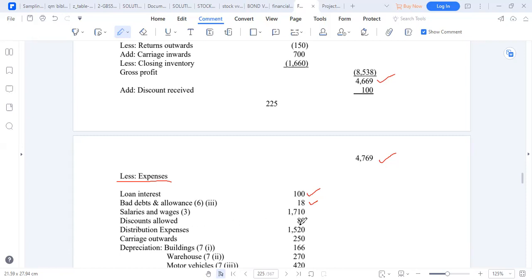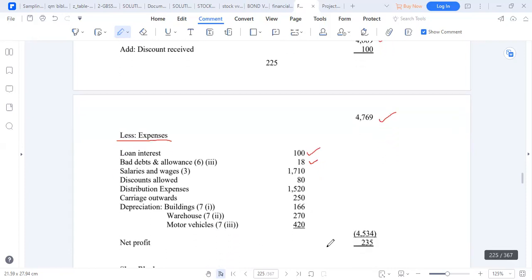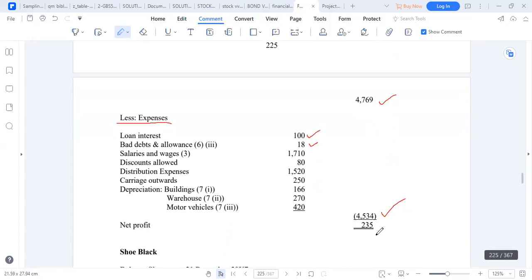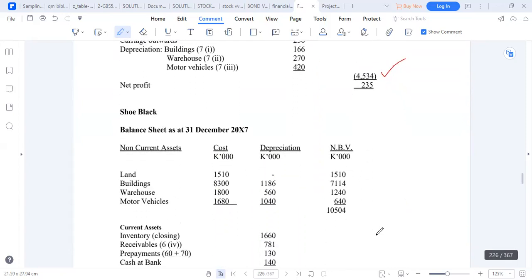Discount allowed, we have 8. Distribution expenses, we adjusted it, 1520. Carriage outwards, 250. Buildings, only the calculated on cost, 166, 270, and 420. So when we total them up here, we subtract them, and we're going to get our net profit, which is 235. Then we go to our balance sheet.